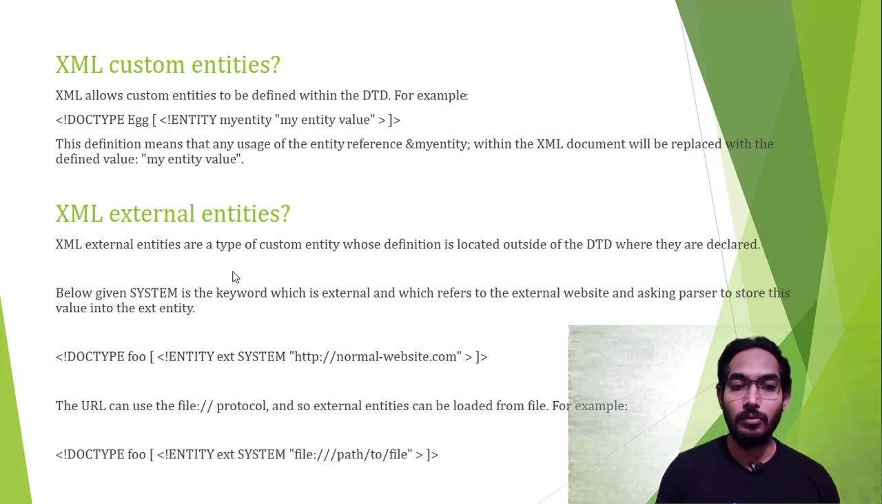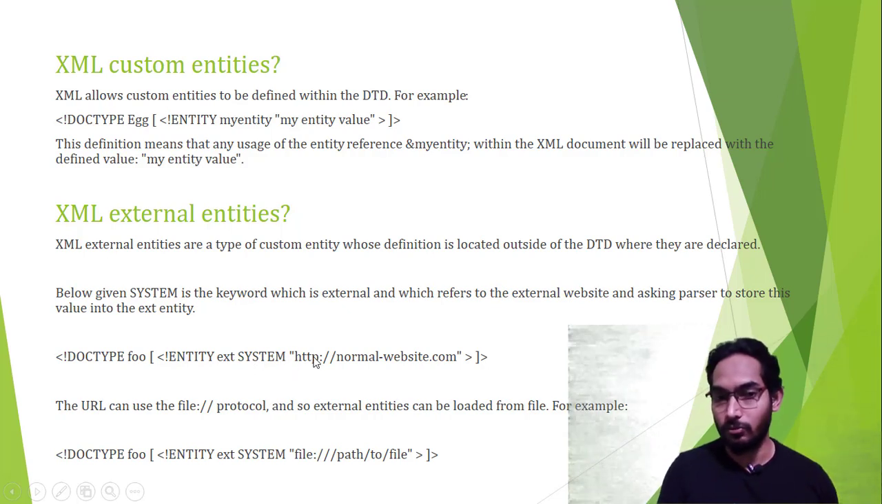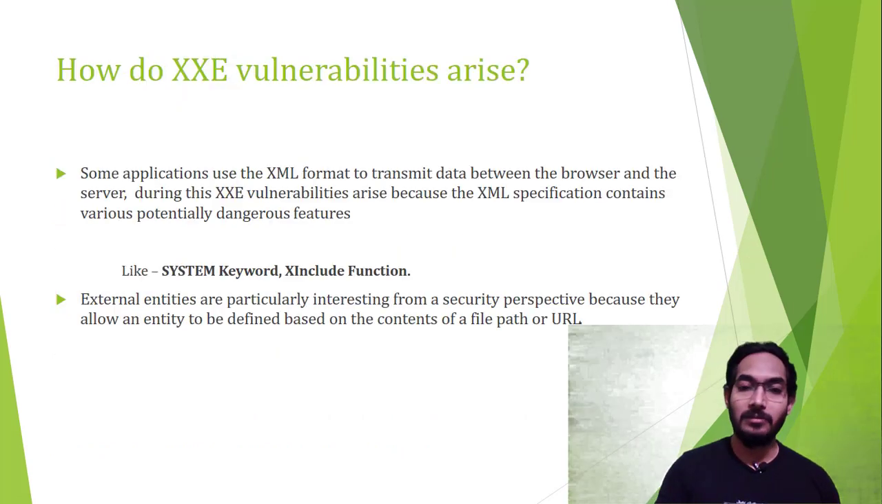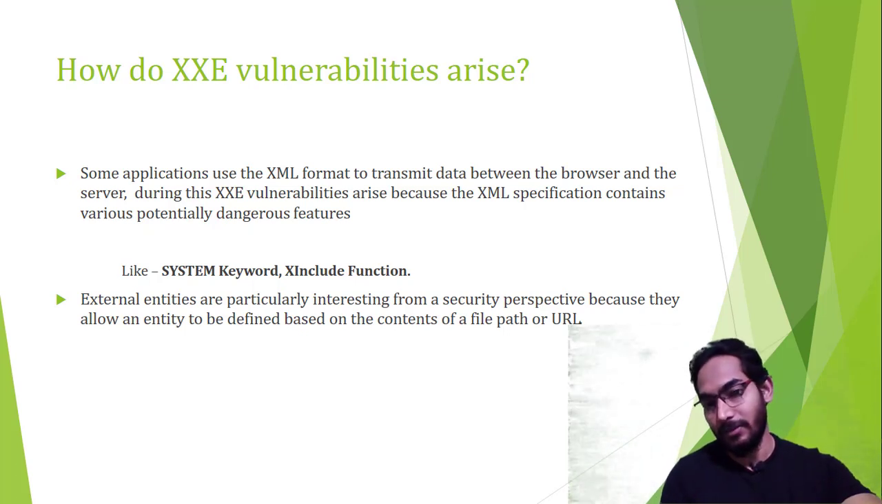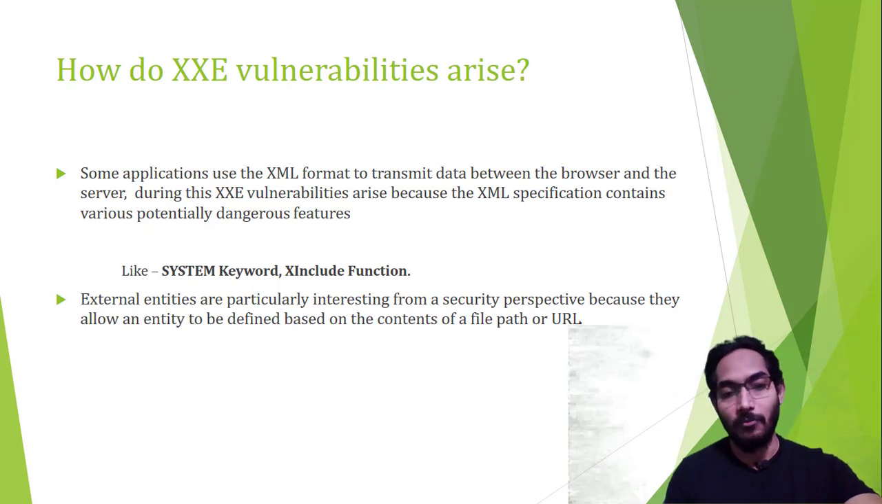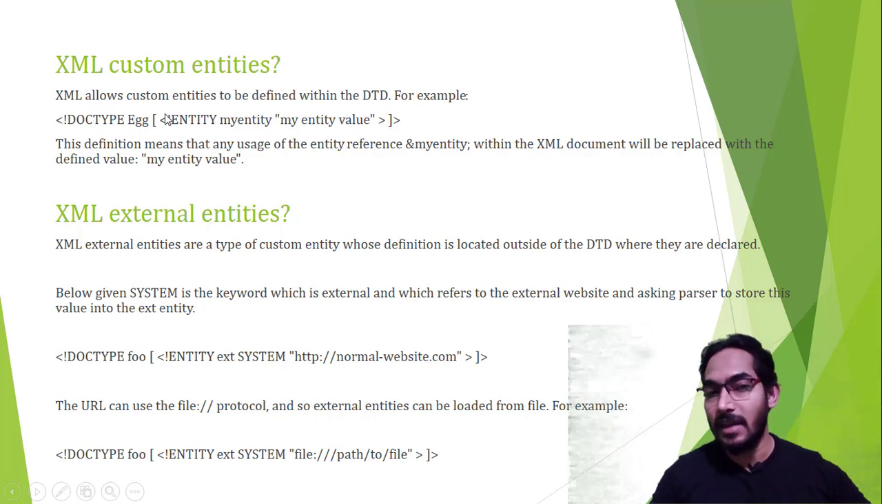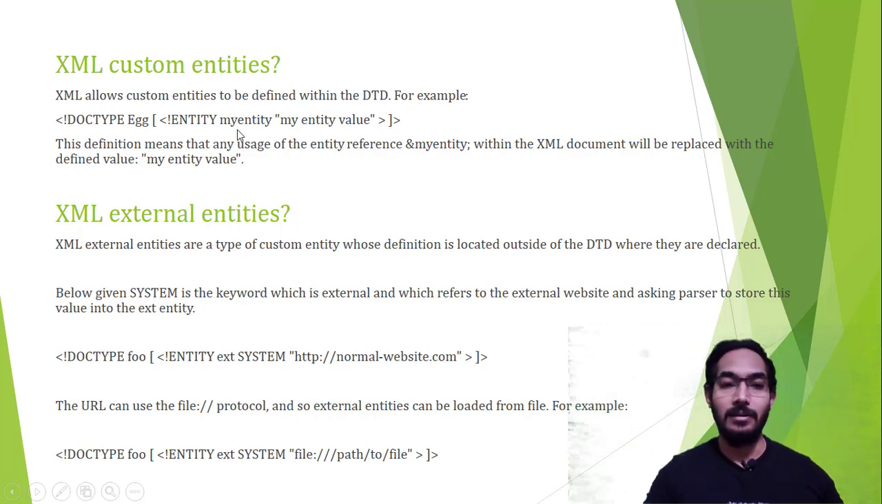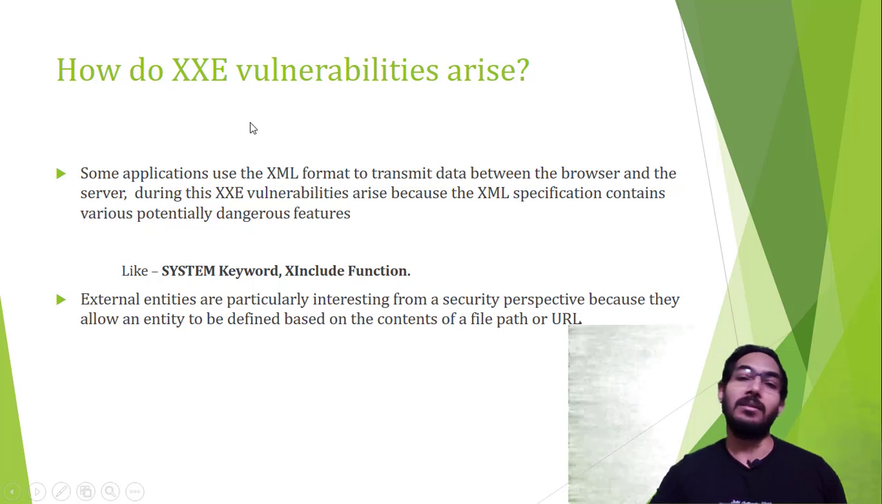And as we have seen, the SYSTEM function can be dangerous, because we have seen how the SYSTEM keyword is used to refer to a website, an internet site, or the path to a particular file. This is how an attacker can later take advantage of it. Another thing is that external entities are particularly interesting from the security perspective. Why? Because they allow the entity to be defined based on the content of a file path or URL, which we have already seen here. I told you how an entity can be defined in the document type, which allows the attacker to create any entity, and then later use any kind of keyword and take advantage of it. So this is how XXE can arise, guys.